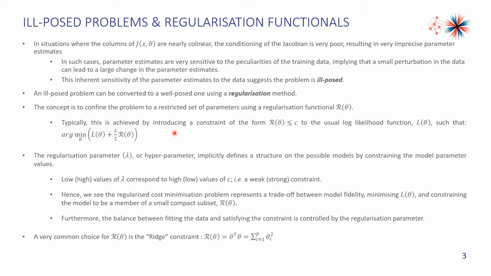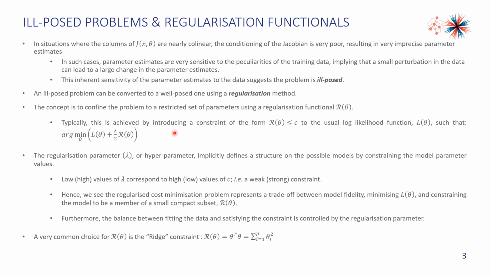The regularization parameter, lambda, or the hyperparameter as it's often termed, implicitly defines a structure on the possible models by constraining the model parameter values to a subset of the possible parameter space. Low values of lambda correspond to high values of C, i.e. a weak constraint. High values of lambda correspond to a low value of C, i.e. a strong constraint.